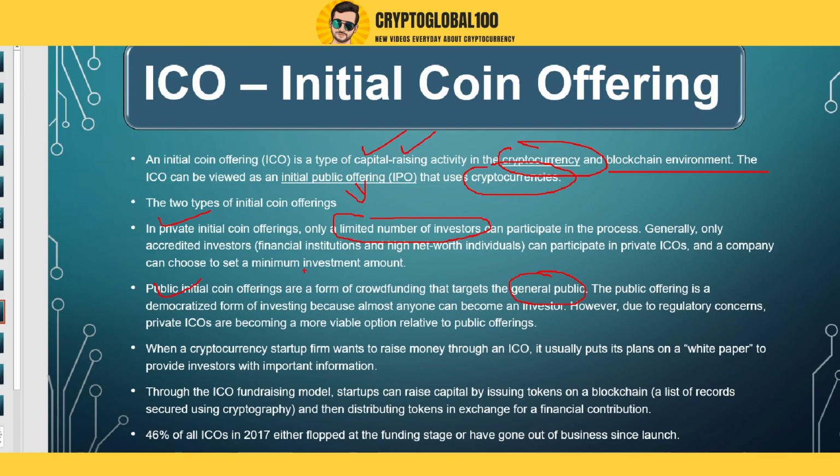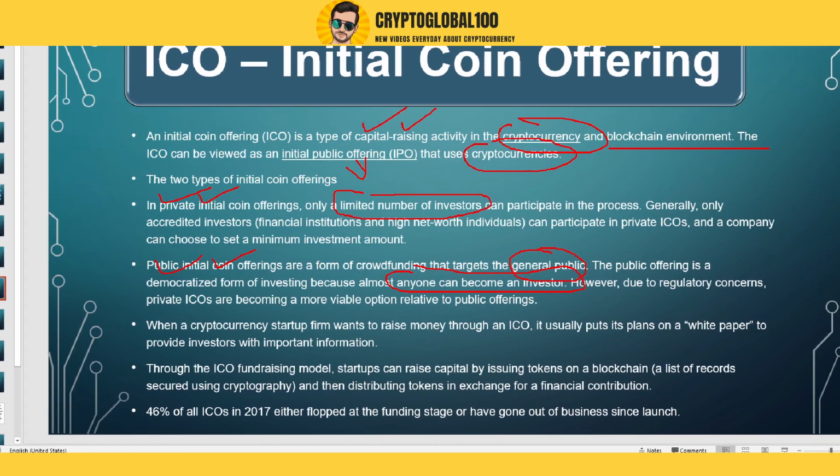The coins are listed on the public platform so that the general public can buy the coin through what is called crowdfunding, and it is a democratized form of investing because almost anyone can become an investor. That is why they list on the general public. So two forms, private initial coin offerings and public initial coin offerings. ICOs are no more valid these days. Okay, I'm gonna come up to that later.